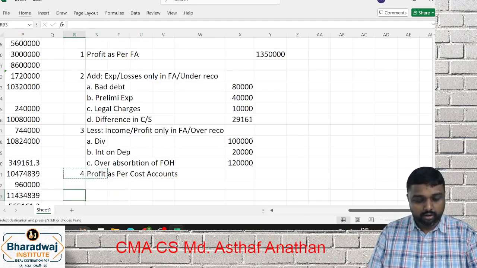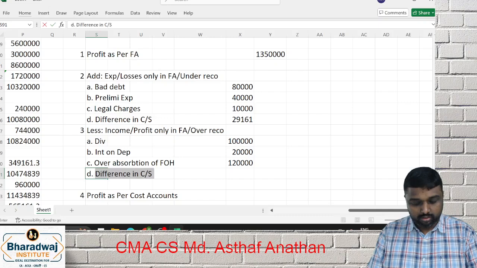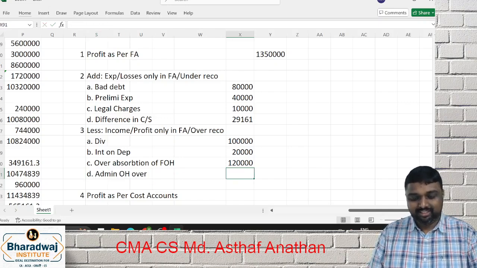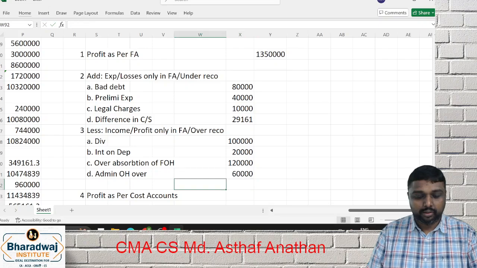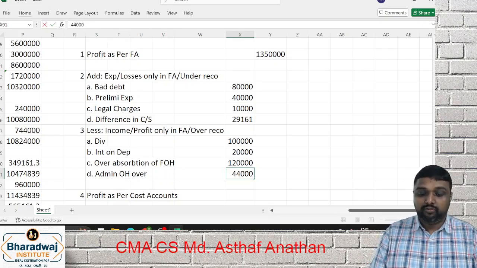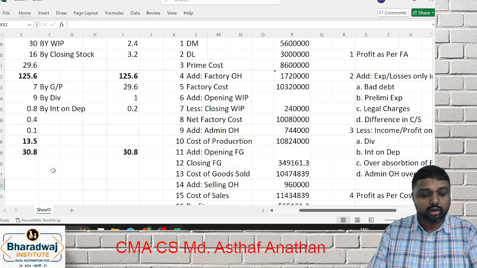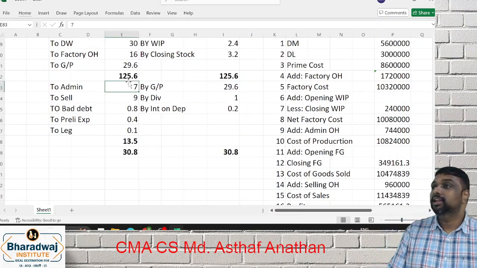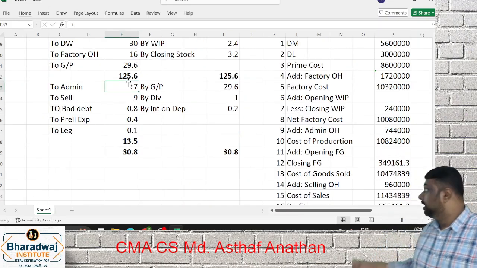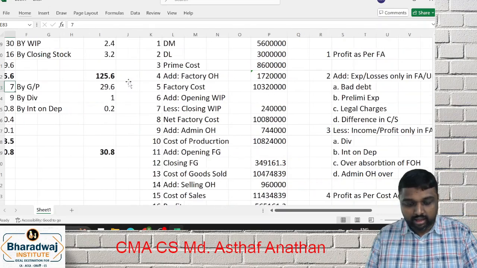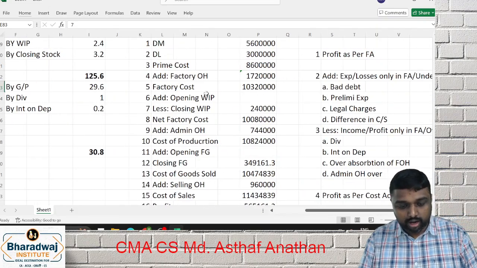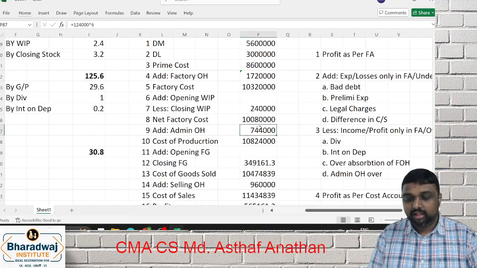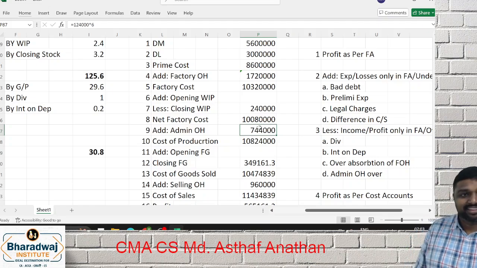We have admin overhead, 60,000. We have one more over. See how you get 44,000, my dear friends. You have to look into here. Here we have admin overhead is what? 7 lakh. Here we have admin overhead is what? 7 lakh. The difference. Yes.